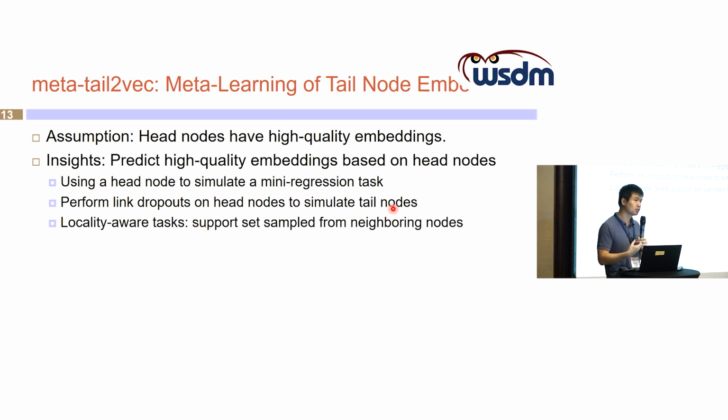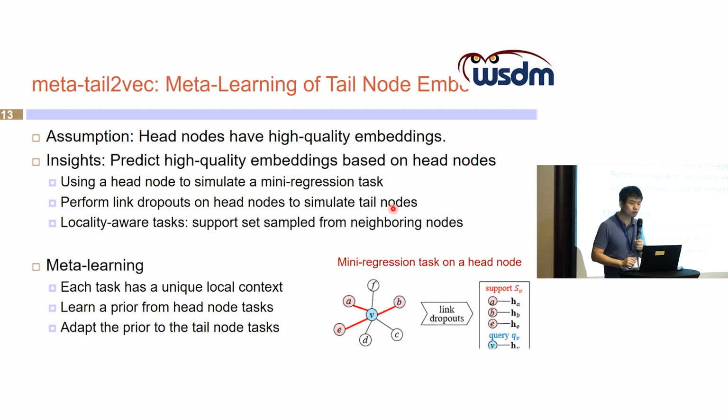Their neighbors are different. So if you just do random sampling for the support set, it's not going to work as well. We have to consider the topology on the graph. So we use meta-learning to do this, because meta-learning can actually help us realize our insights, right? The first thing is each head node, like V here, has a lot of neighbors and can be a meta-learning task, right? So we do some link dropouts here to remove some of the links to simulate it as a tail node. Then in this task, we have some support set.